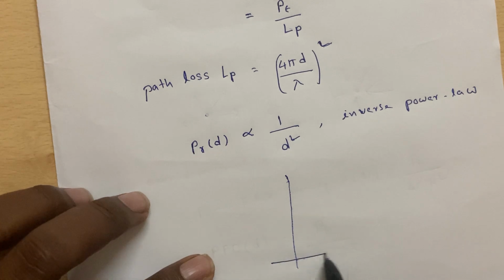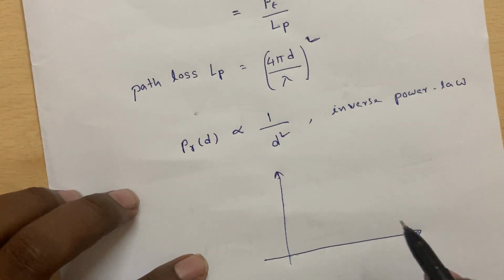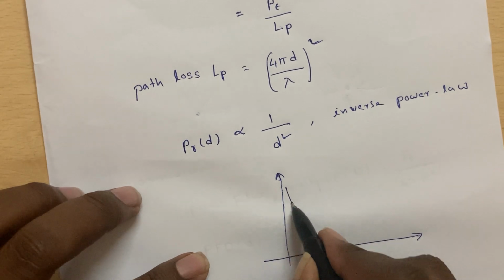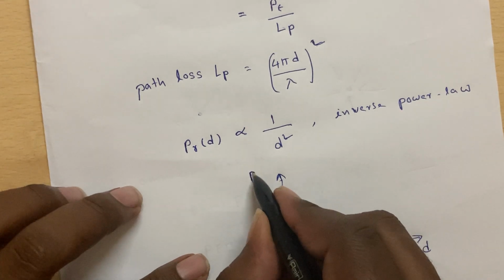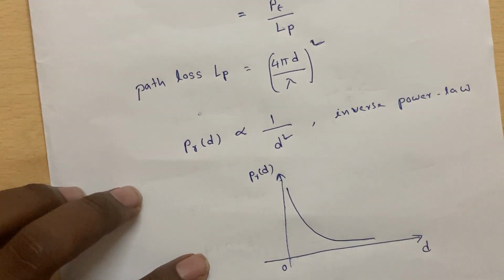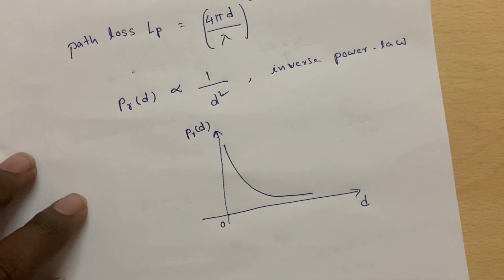this we are discussing for free space. We can generalize this for arbitrary other wireless media. So it will be something like this. It goes like this. As d increases, the received power will be decreasing like this.